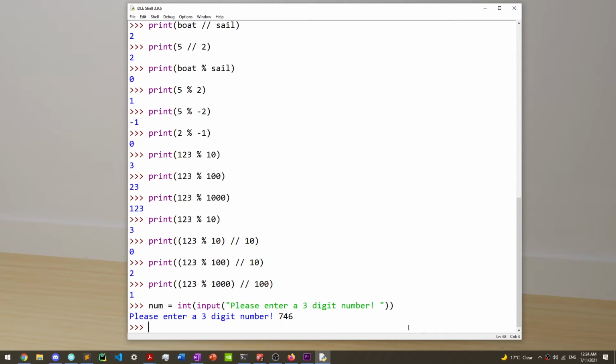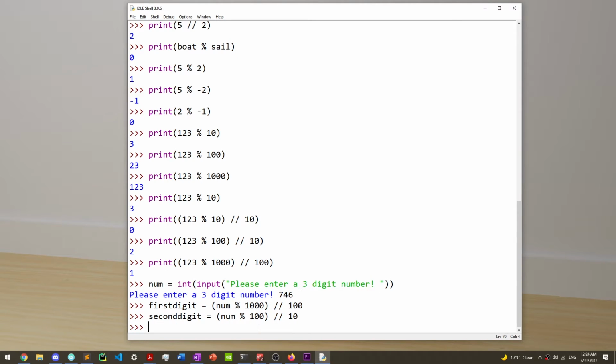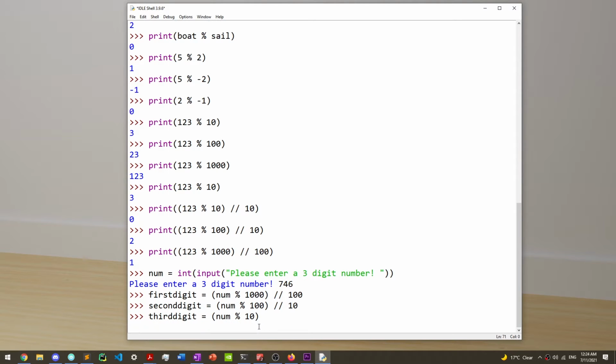So what we're going to do is say first digit is equal to, so the frontmost digit right here, 7. We can extract that by doing this operation right here. So we're going to say it's equal to num mod 1000, and then divided by 100 rounded down. The second digit is equal to num mod 100 divided by 10. And then the third digit is equal to num mod 10.